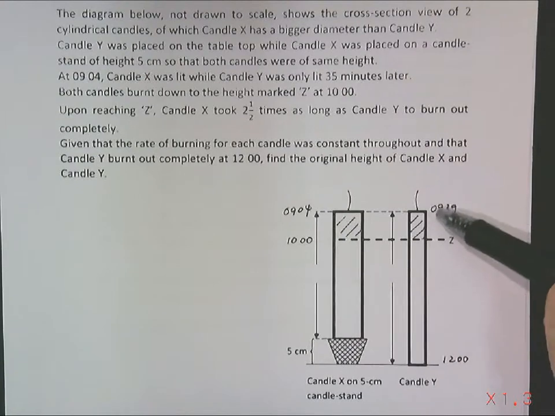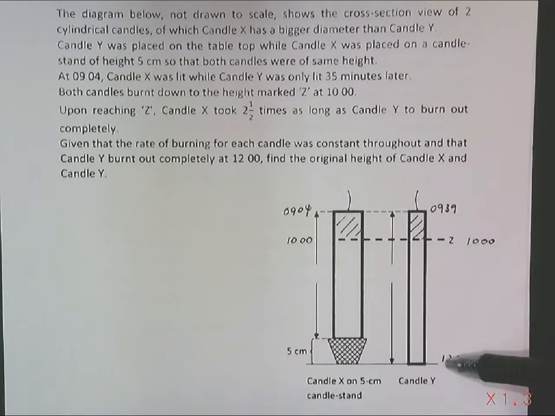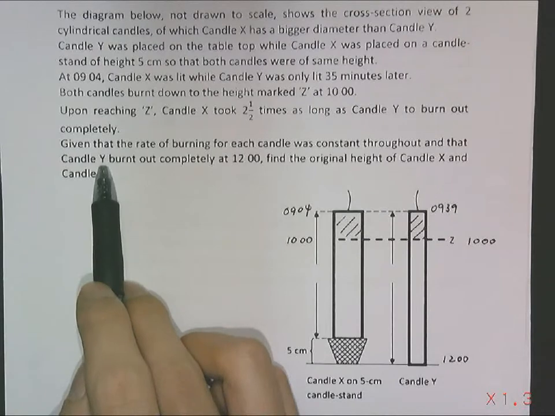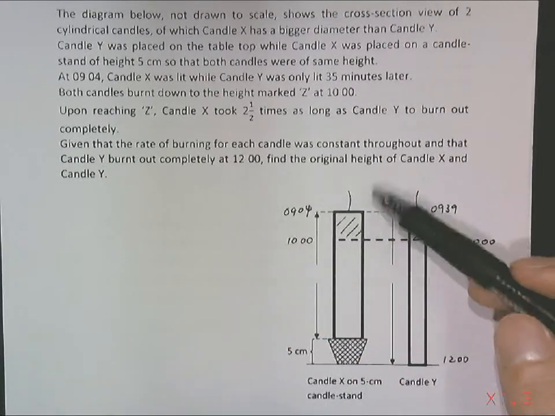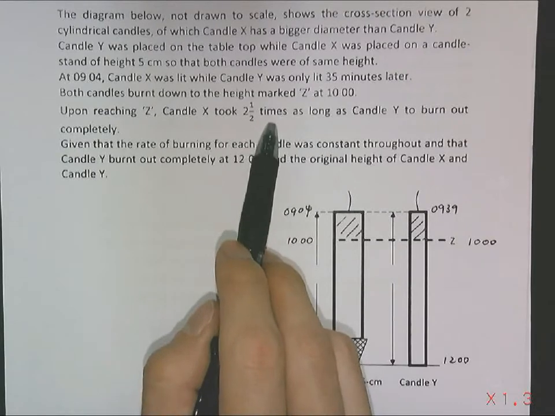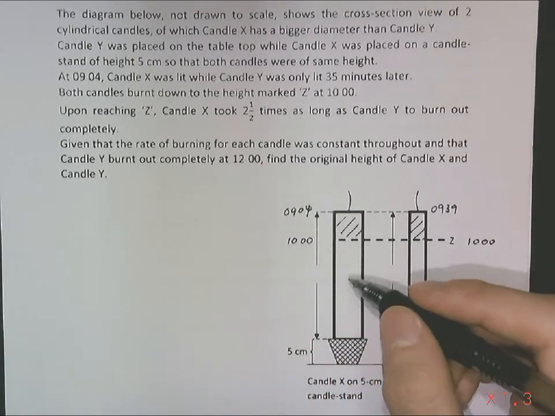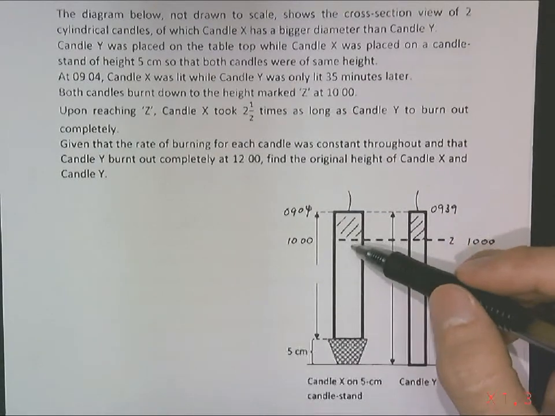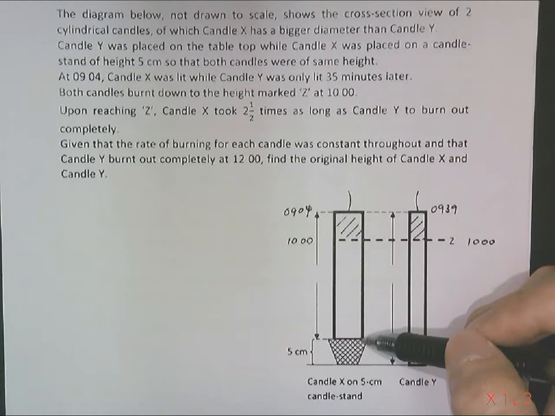So we notice that candle Y continues burning from point Z all the way to the end, in another 2 hours' time. So it's written over here, completely at 12. Candle X takes 2.5 times longer. So at this point we can find out how long it takes for candle X to burn from point Z all the way to the end.